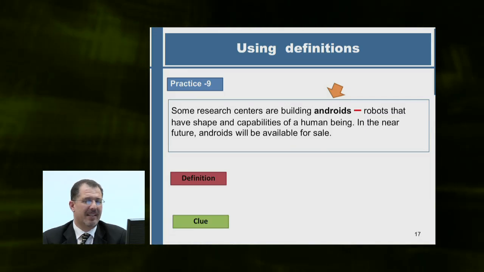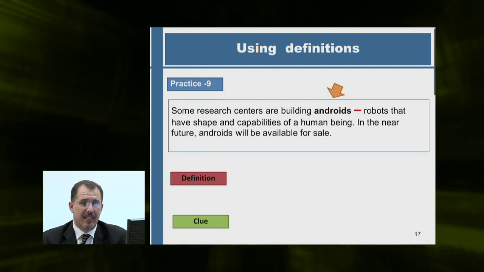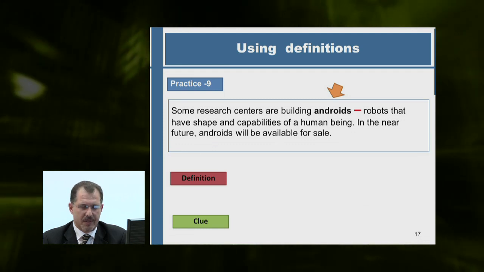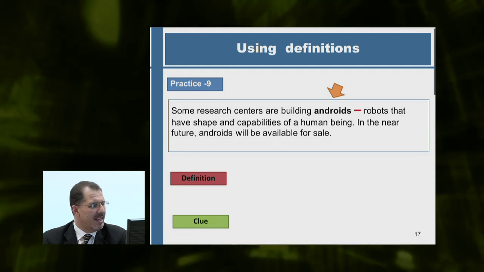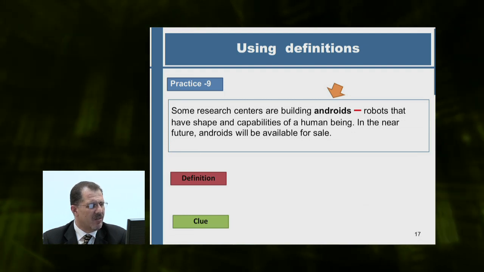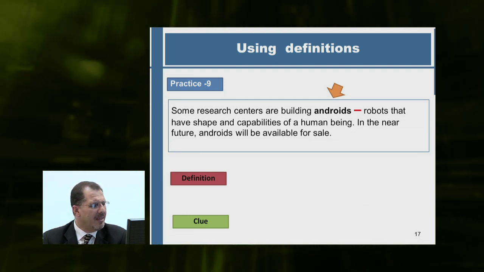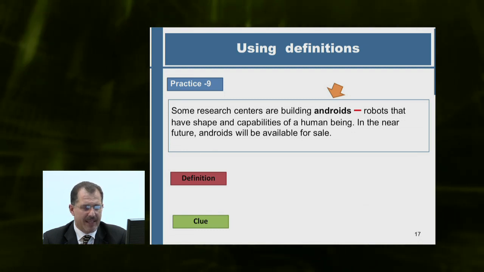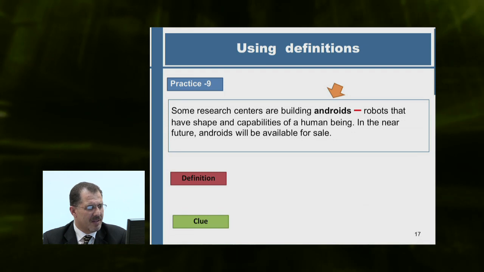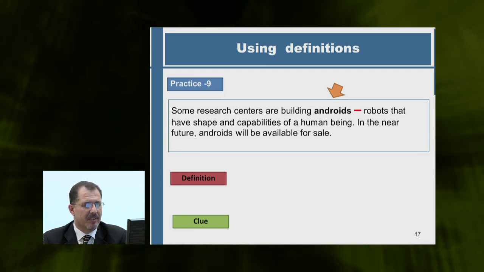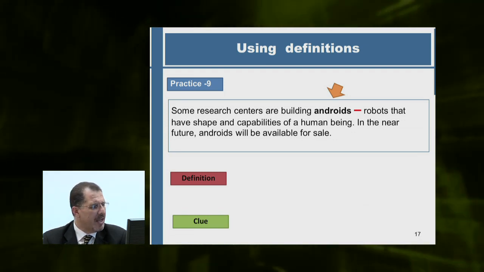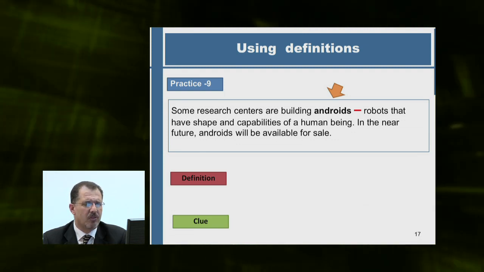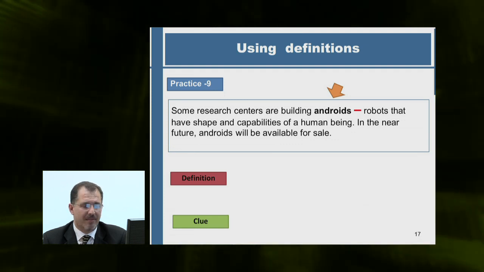Now, what about practice 9? Let's read the sentence. Some research centers are building androids, robots that have shape and capabilities of a human being. In the near future, androids will be available for sale. Again, some research centers are building androids, robots that have shape and capabilities of a human being. In the near future, androids will be available for sale.